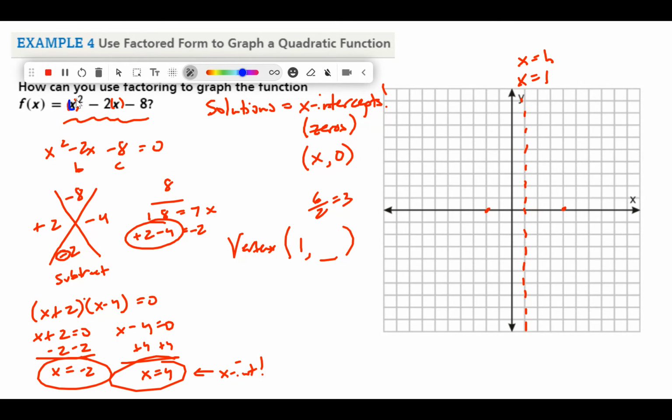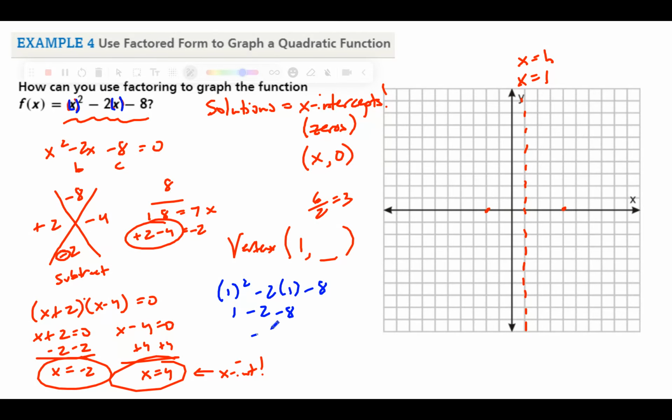I'm going to put parentheses around these x's and replace them both with 1s. So parenthesis 1 squared minus 2 times parenthesis 1 minus 8. And you just use a calculator. I'll do it in our heads right now, or with you. So it's 1, that's a negative 2 and negative 8. So that's going to be a negative 9. So there is my vertex, 1, negative 9.